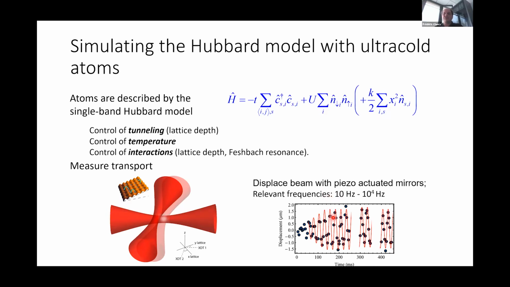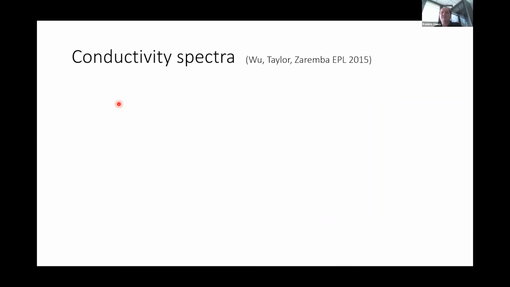And they then measure both the amplitude and the dephasing of the response of the atoms with respect to the exciting potential. So it's really as if they were applying a constant force, but which oscillates. Constant in the sense that it's homogeneous, but it's not constant in time because it oscillates at a given frequency. And so the idea is to measure the response of the system as a function of the frequency. This idea of measuring the conductivity spectra was actually proposed by Wu, Taylor, and Zaremba in 2015.